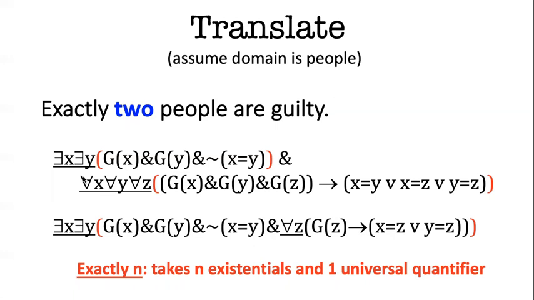more economical way. So in order to translate exactly, you're always going to need at least n+1 quantifiers. And the short way to do it, which I recommend you learn, is it's going to take n existentials and 1 universal quantifier, and you can say exactly. Okay, thanks.